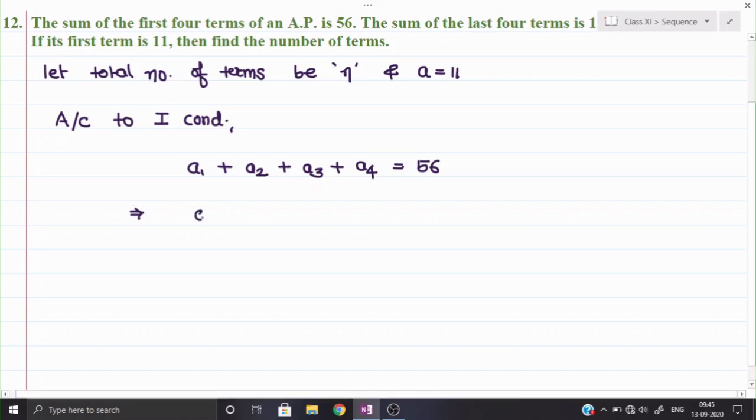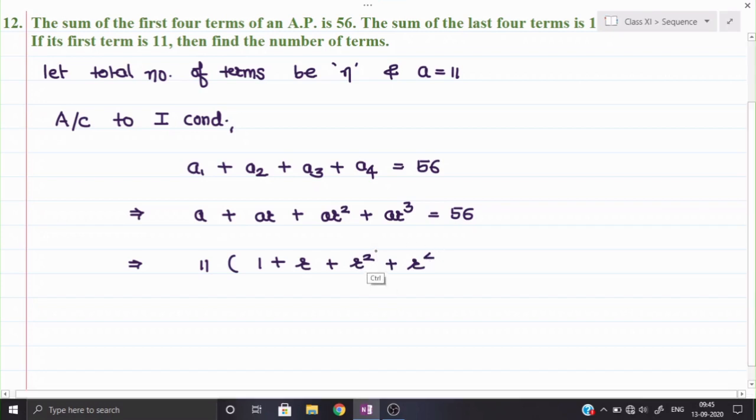So A1 is actually A, A2 is AR, A3 is AR square and A4 is AR cube, equal to 56. I am taking A common and keeping the value of A as 11. So 11 into the bracket 1 plus R plus R square plus R cube will be equal to 56. I think we can mark this as the first equation.